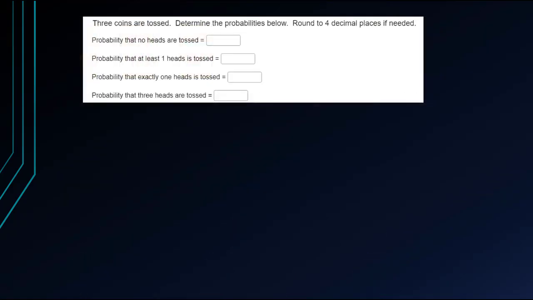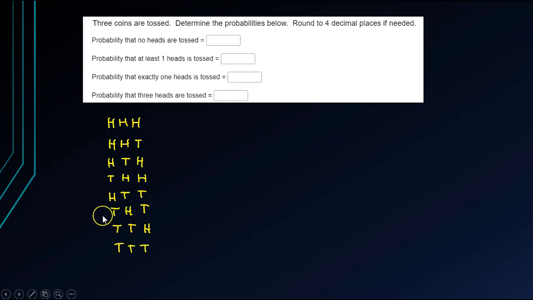3 coins are tossed. Determine the probabilities below, round to 4 decimal places if needed. Different ways of doing this, but since it is just 3 coins being tossed, you can come up with all of the possible outcomes just by listing them. So I have 3 heads. These are all the ones that have 2 heads. All of these have 1 head, and this one has no heads, or all tails. So I have basically 8 different outcomes.